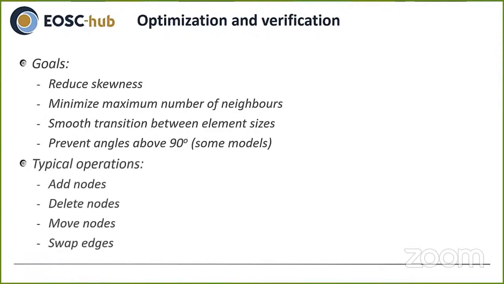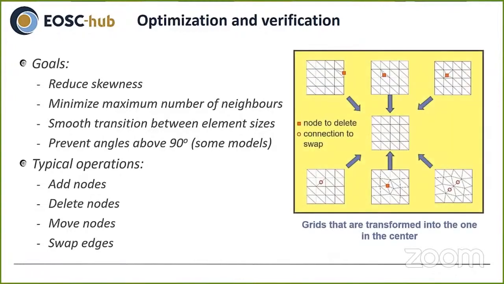The typical operations to improve the quality of the grids are to add nodes, to delete nodes, to move nodes, and to swap the edges of the triangles. So here are a few examples of different grids that you can slightly change to turn them into the grid that you find in the center. For instance, if you look at the three grids on top, there is one node that can be eliminated in order to provide a better grid. If you look at the two grids in the bottom on the left and on the right, you see two element edges that can be swapped in order to obtain a better grid.